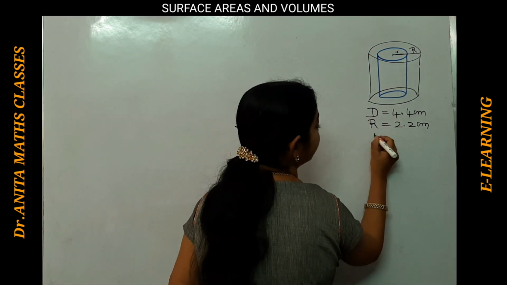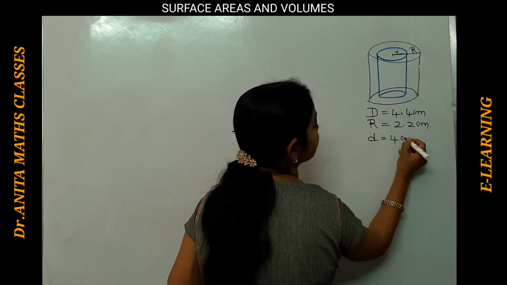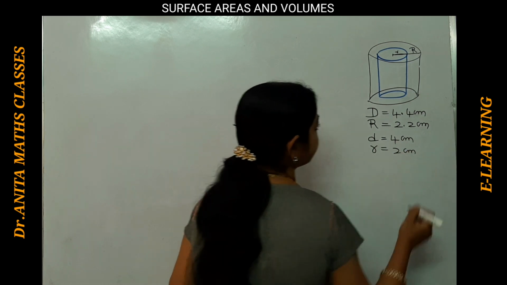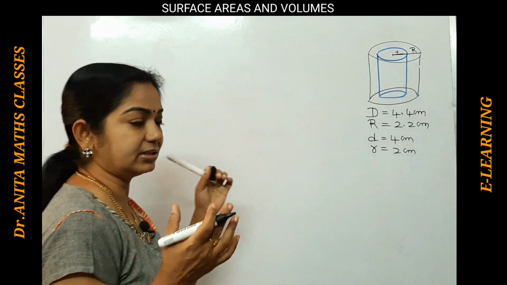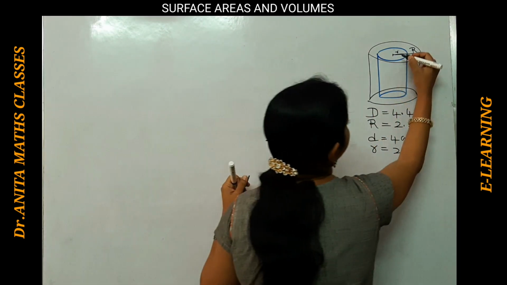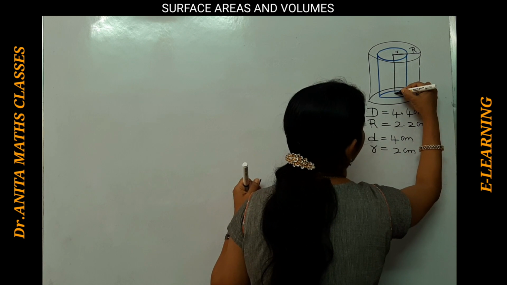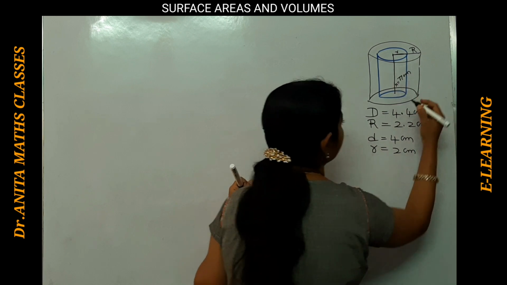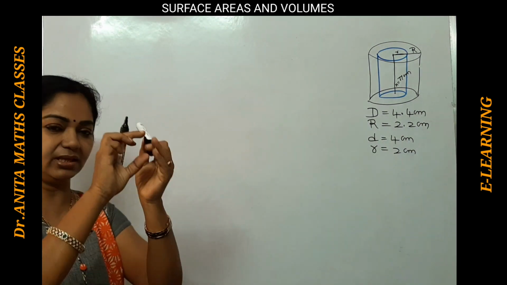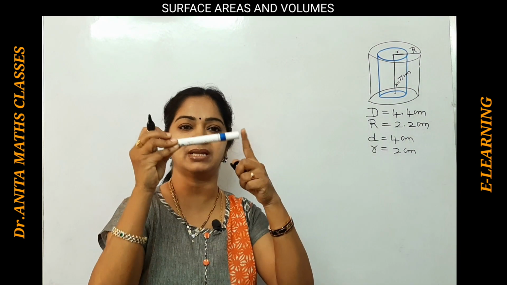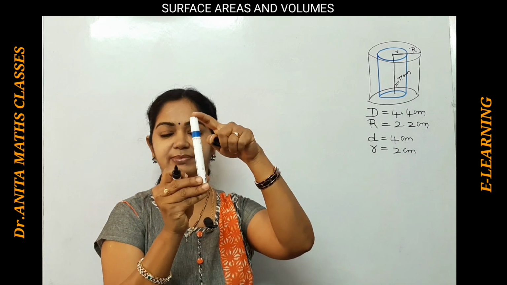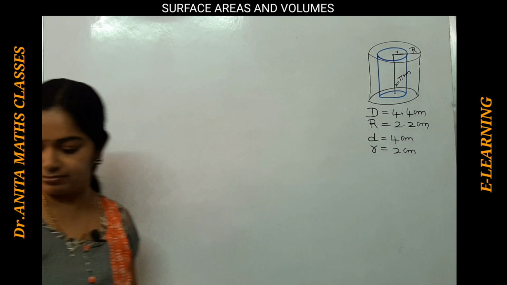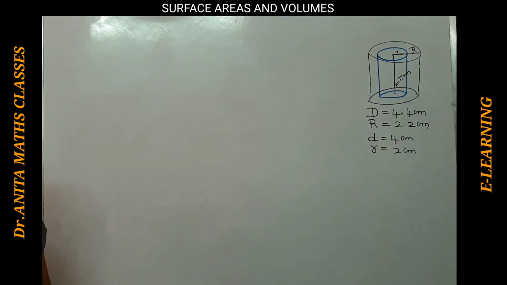Now the inner diameter is given as 4 centimeters, so the inner radius is 2 centimeters. It is also given that this cylinder is a pipe having a length of 77 centimeters, so this is the height. If the pipe is lying like this, we call it a length; if the pipe is standing like this, we call it a height. So here long means nothing but the height, 77 centimeters.